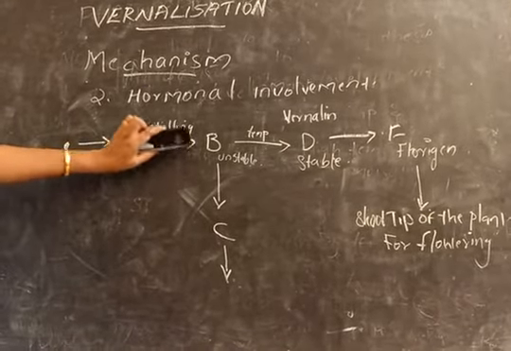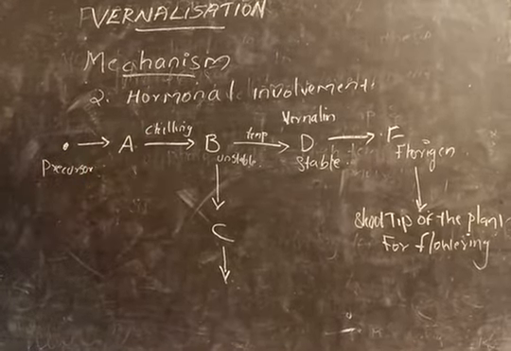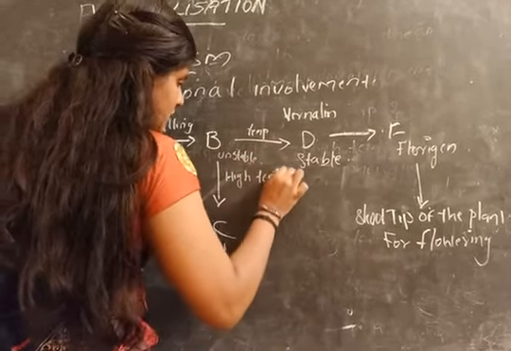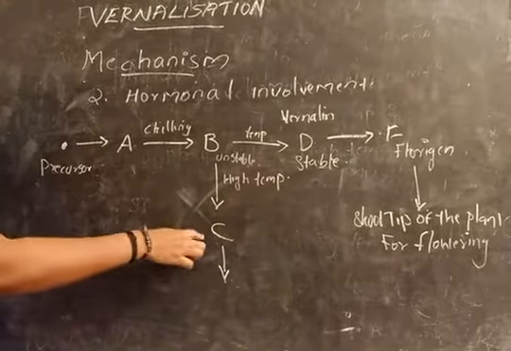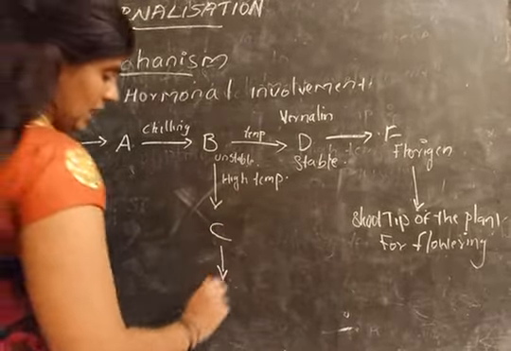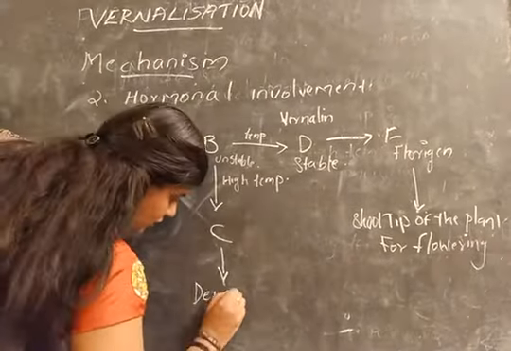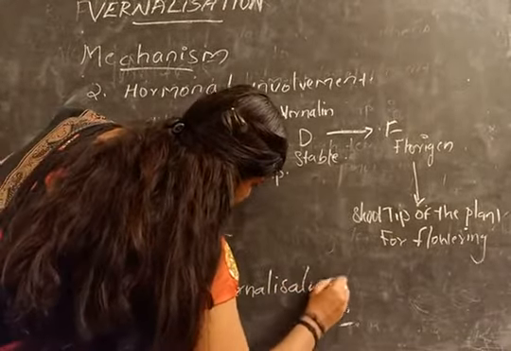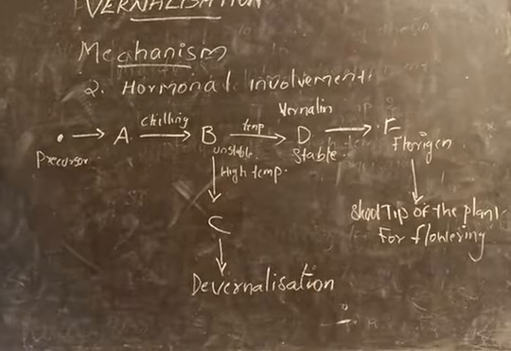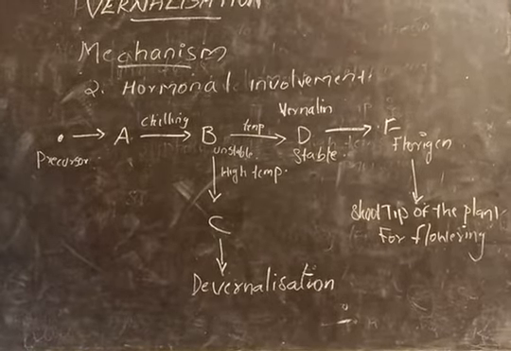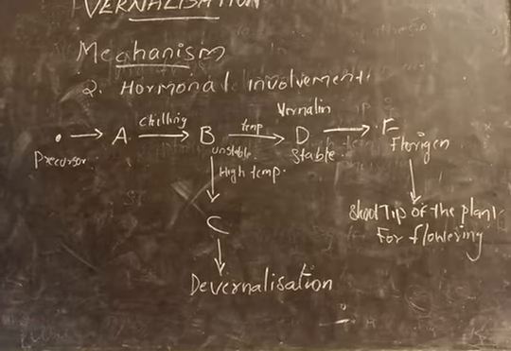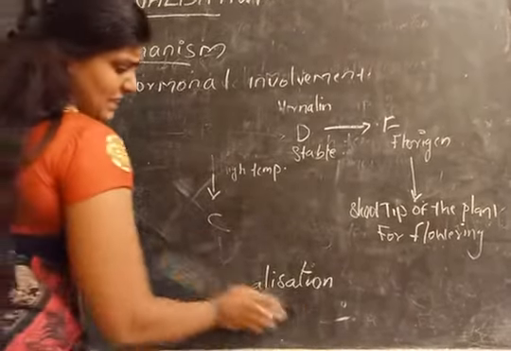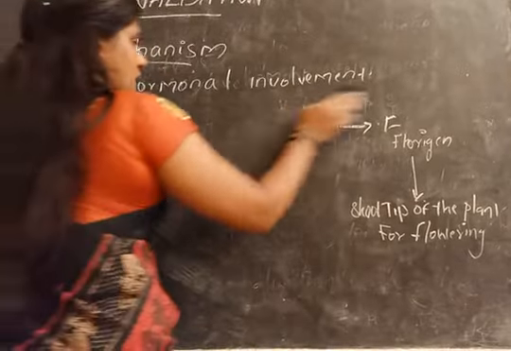And this D under high temperature may convert to C, and this C undergoes devernalization. So this is about the hormonal involvement hypothesis. Devernalization is simply the reversal of vernalization.